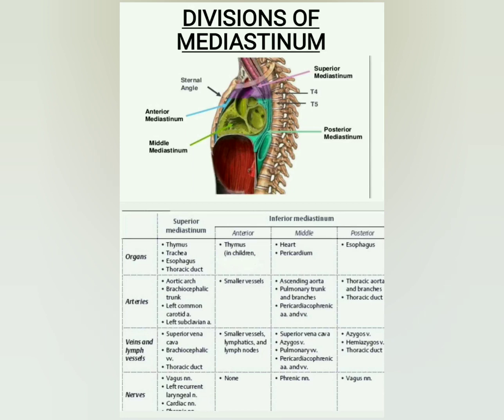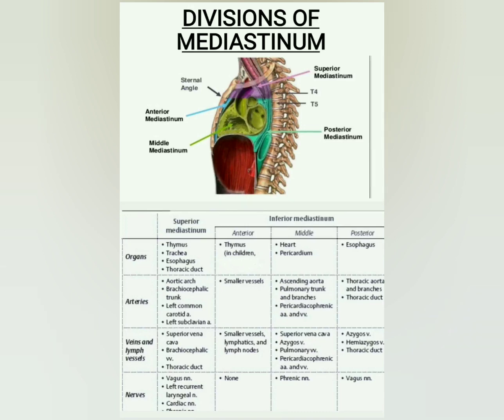Talking about the contents, in the superior mediastinum, we have the thymus, trachea, esophagus, and the thoracic duct. We also have the aortic arch, brachiocephalic trunk, left common carotid artery, and the subclavian artery. In veins, we have the superior vena cava, brachiocephalic vein, and for nerves, we have the vagus nerve, the left recurrent laryngeal nerve, and the cardiac nerve.